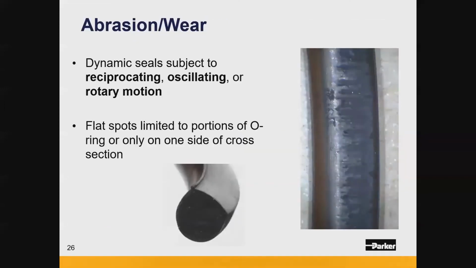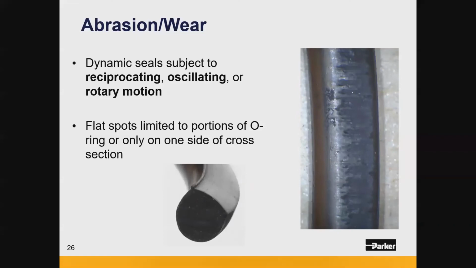Another failure mode that can often be confused with compression set is abrasion and wear. It's easily confused with compression set because it also deals with a flattening of the seal, at least relative to its original shape. But abrasion and wear occurs in dynamic applications where the seal is moving in relation to the gland hardware in some way, shape, or form, whether that's reciprocation, oscillation, or rotary motion.